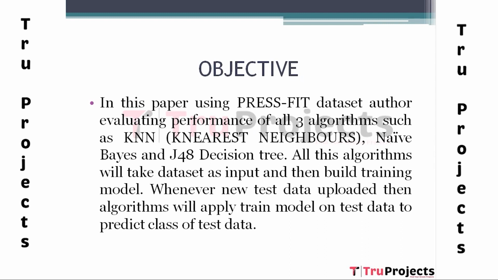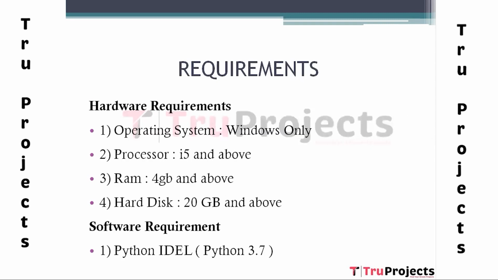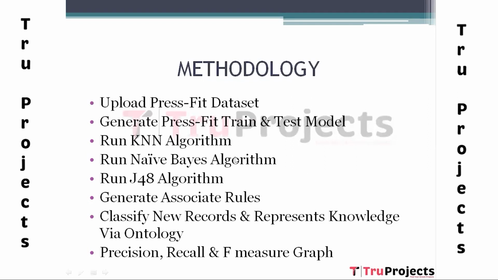The main objective of this paper is to predict the press fit, that is, whether the size and shape of the particles are correct or not, by evaluating three algorithms: K nearest neighbor, Naive Bayes and J48 decision tree algorithm. Hardware requirements: we need operating system Windows, processor i5 and above, RAM 4GB and above, hard disk 20GB and above. Coming to the software requirements, we need to install Python version 3.7.